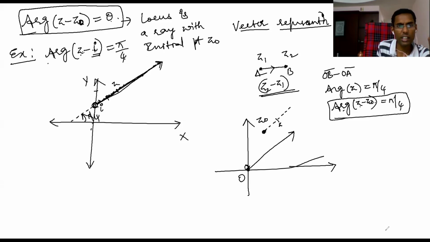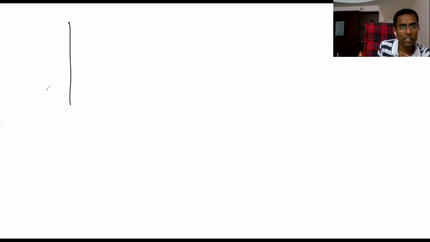Now let's see that ray. Let's say z0 is here, and this ray is like this.